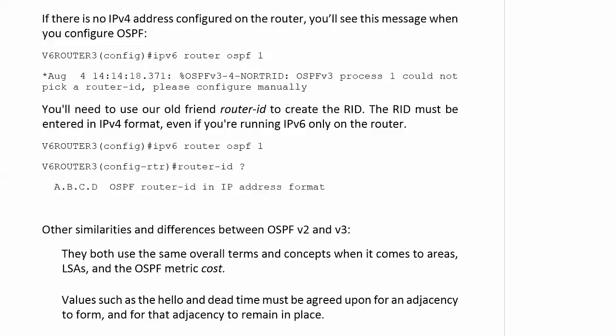So what you can do there is use our old buddy router-id to hard code the RID. The RID has to be entered in IP version 4 format even if you're running only IP version 6 on the router. And we'll see this on the live equipment as well, but you can see when I used IOS help, it came up with A.B.C.D, OSPF router ID in IP address format. It's not going to let you do a version 6 address for that.